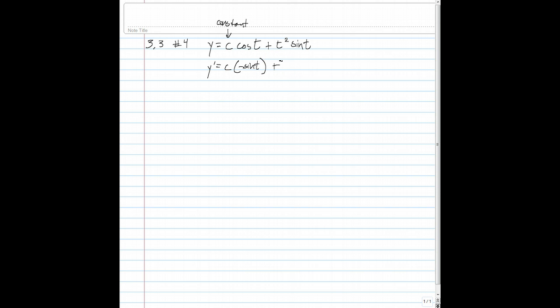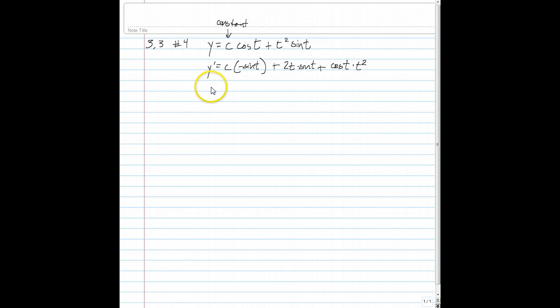t, tells us we're going to have to use the product rule. There's two factors. We have a factor of t squared and then a factor of sine t. So we take the derivative of the first factor, 2t, times the second, plus the derivative of the second factor, derivative of sine t is cosine t, times the first factor.